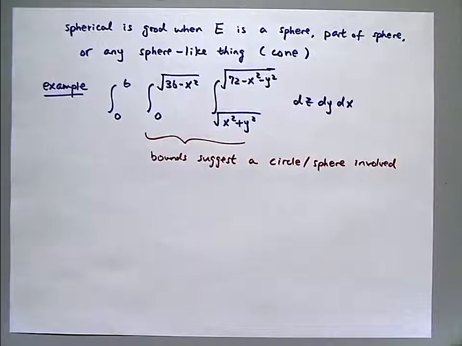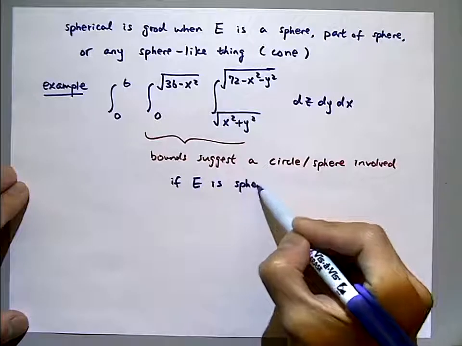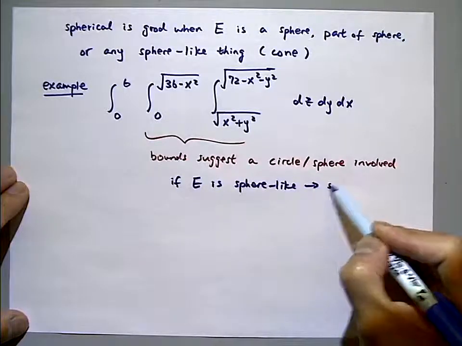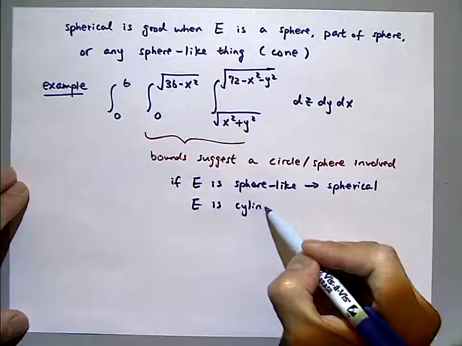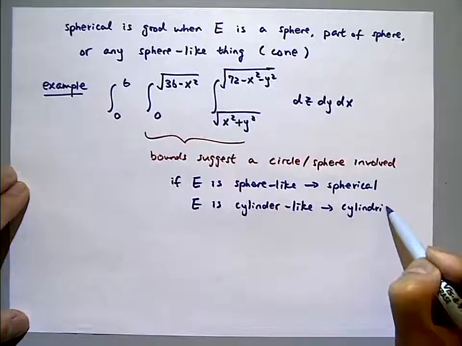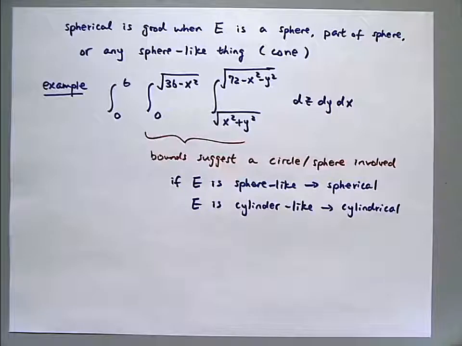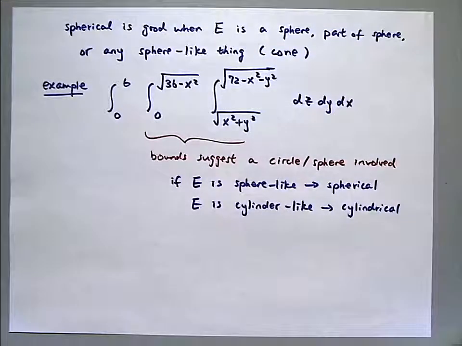And this is a case where you want to sketch out this E that you're dealing with. If it's a sphere, or part of a sphere, go to spherical. If it's a part of a cylinder, go to cylindrical. If E is sphere-like, go to spherical. If E is cylinder-like, go to cylindrical. You want to stick with Cartesian if you're dealing with a rectangle, which clearly we are not, right? These guys are not part of a rectangle. No way.